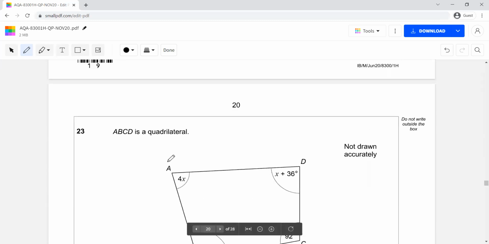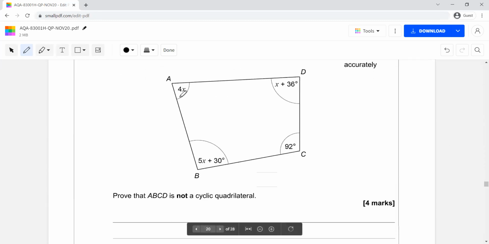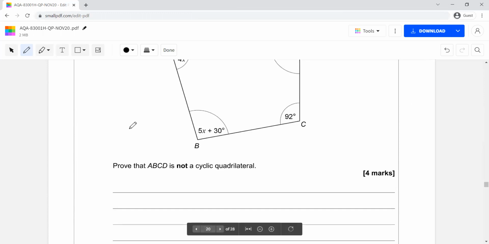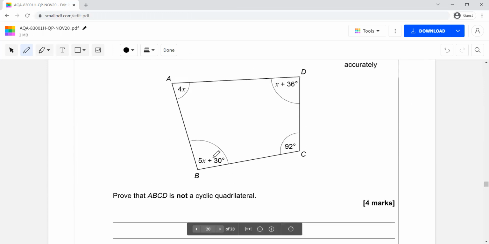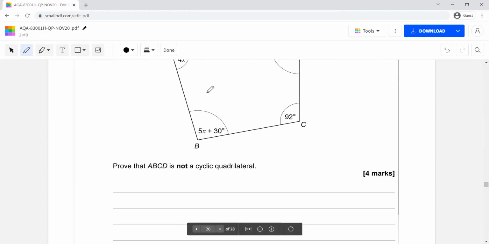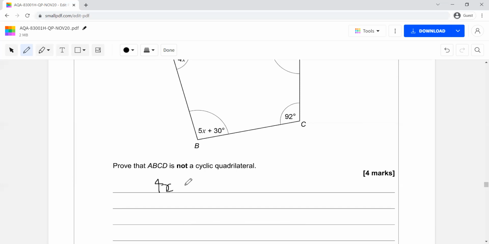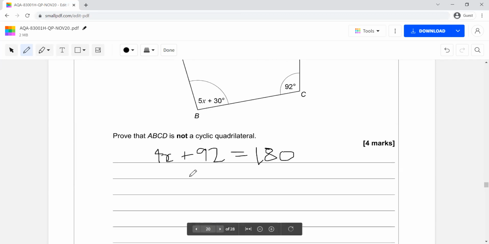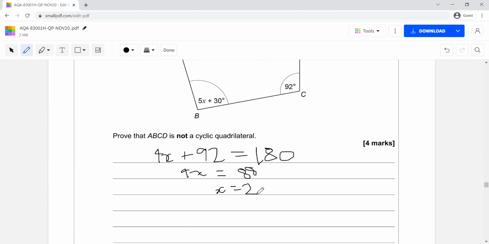Okay. Question 23. ABCD is a quadrilateral. Prove that ABCD is not a cyclic quadrilateral. First, I'm going to find the value of x. So I can say that 4x plus 92 is 180, because opposite angles add up to 180. So 4x must be equal to 88. So x is 22.